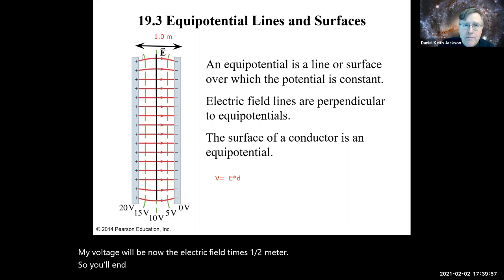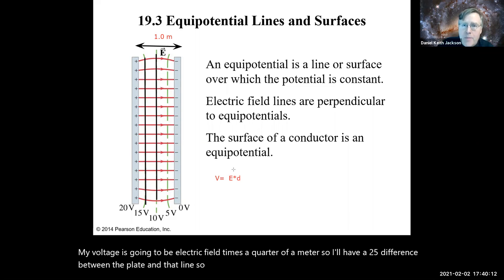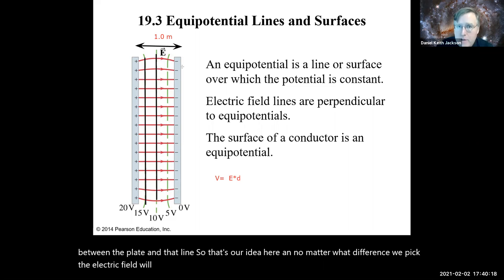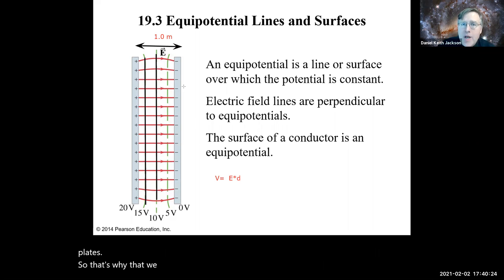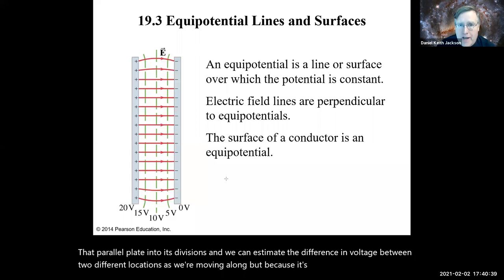If I draw the line here, then my voltage is going to be the electric field times a quarter of a meter, so I'll have a 0.25 difference between the plate and that line. That's our idea here. No matter what distance we pick, the electric field still gives us the same uniform constant value between those two plates. That's why we have this 20, 15, 10, 5, and 0, because we break up the parallel plates into divisions, and we can estimate the difference in voltage between two locations as we move along. Because it's uniform, it'll be nice and linear according to that equation.